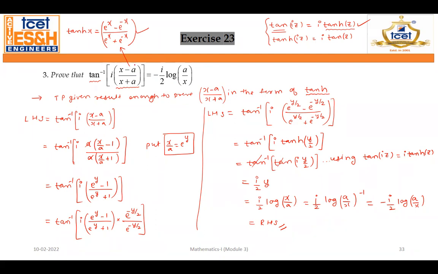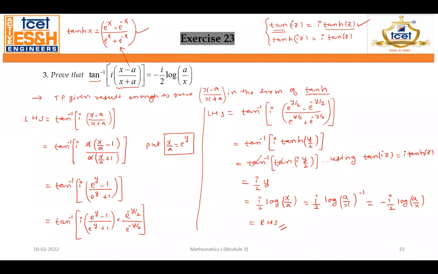Now to convert this square bracket into tan ratio, it is enough to convert this round bracket into tan hyperbolic ratio, because i times tan hyperbolic is a tan ratio. So that is another hint, or another concept for this particular example. And therefore our target is on this angle only, (x minus a) upon (x plus a).